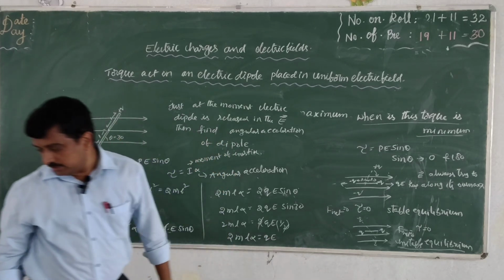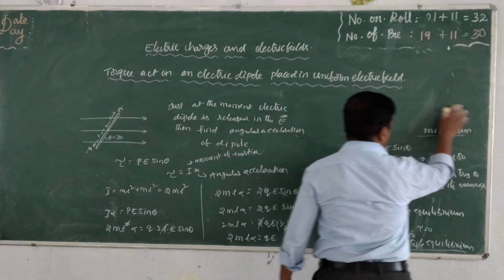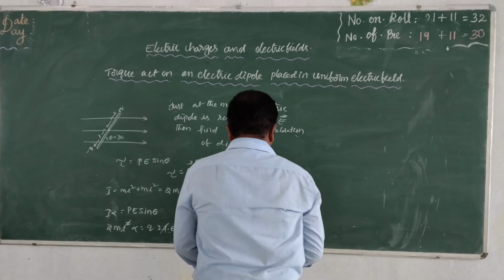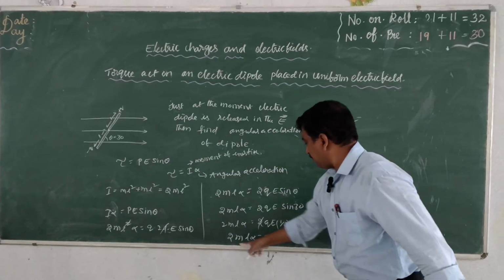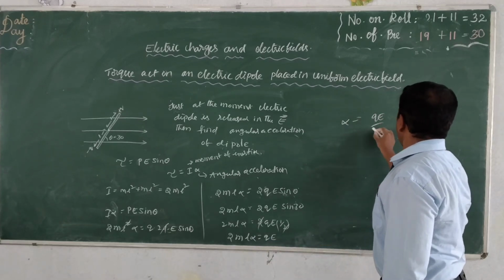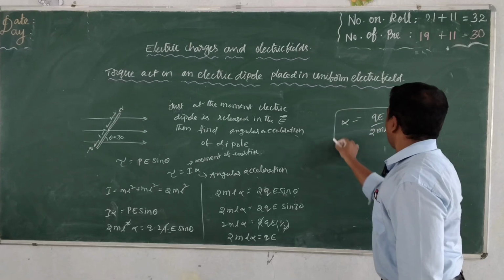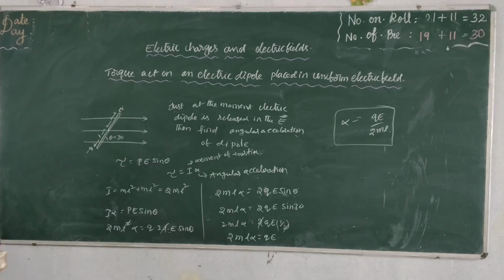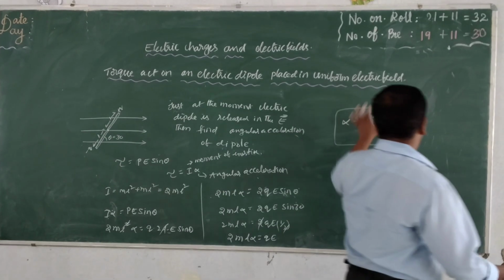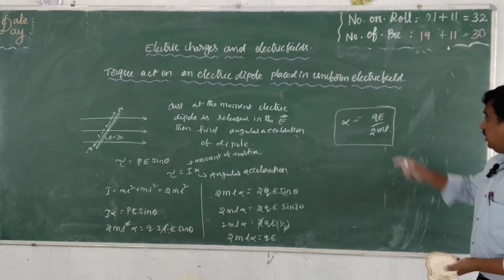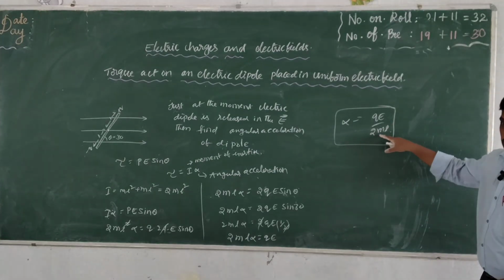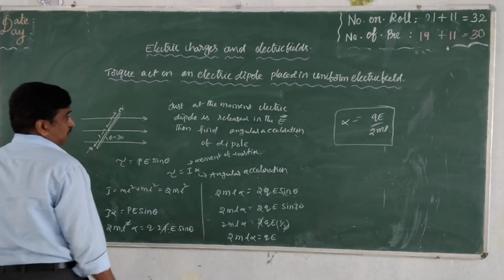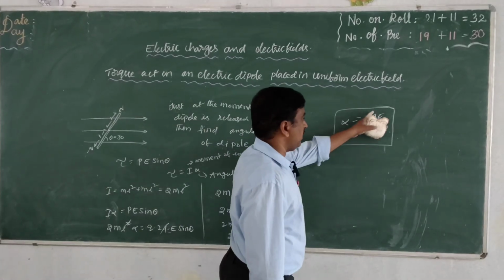From that we can write alpha equal to what now? 2ml changes sides, so alpha is QE by 2ml. This is the angular acceleration of the electric dipole when it is just released in the uniform electric field. Q means charge of the particle, E means electric field, M means mass of the particle, and L is the length between the center of mass and the charged particle plus q. So alpha equals QE by 2ml.